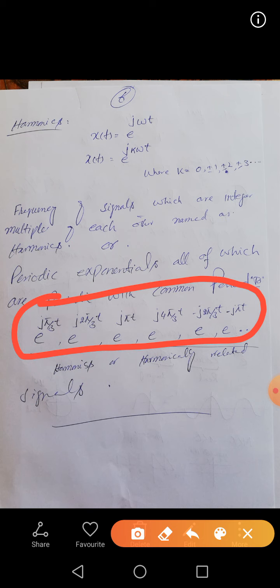Harmonics are harmonically related signals. So this is all about the complex signal and the basics of the complex exponential signal. In the next lecture we will study the complex exponential signal, real exponential signal, the imaginary exponential signal, and the general form of the complex exponential signal.